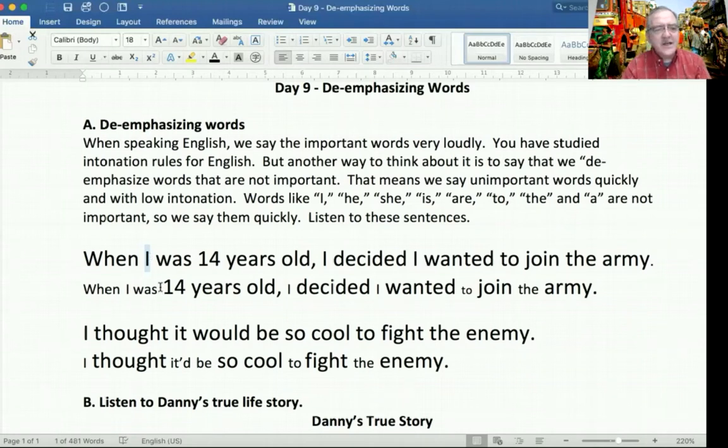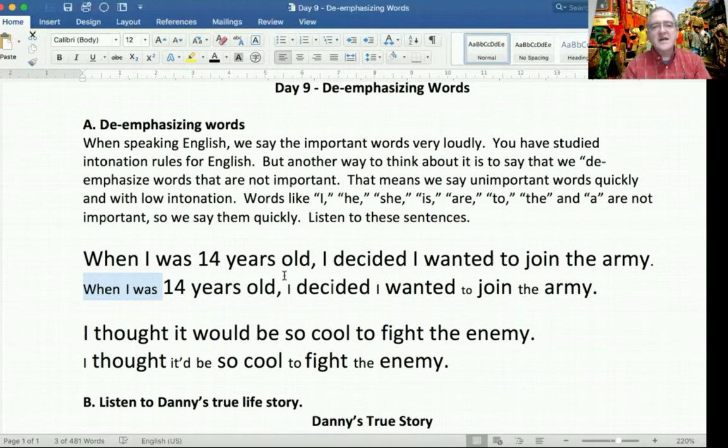Now notice this. We're going to say it like this. When I was 14 years old, I decided I wanted to join the Army. Now notice this word is little because it's fast and it's low. Now that's completely opposite. Some of you are saying, when I was 14 years old, and we don't do that. When I was 14 years old, I decided I wanted to join the Army.